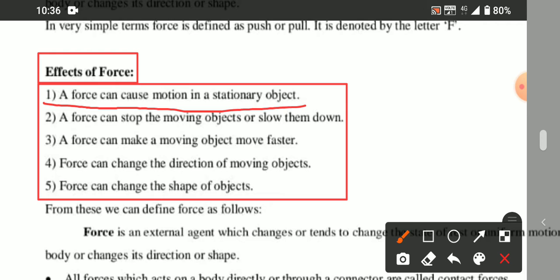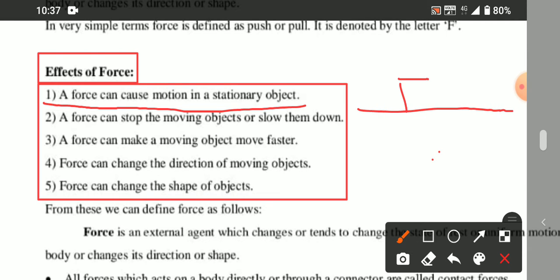For any stationary object, if an object is at rest, we say it is resting. In Telugu we say ayasam; if we get tired, we take rest. That is the meaning of rest. Rest means not moving, staying at one place only. Motion means moving. For any stationary object, force can cause motion also.